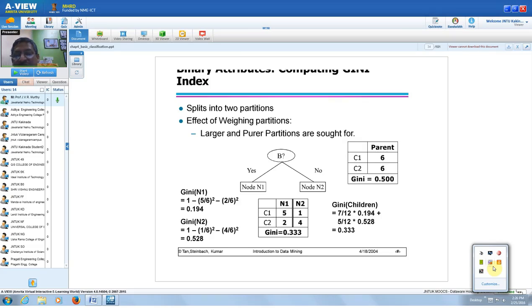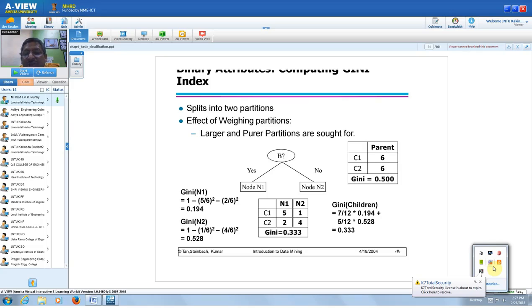Now the Gini of the children will be in their weighted average proportion. The first Gini is 0.194, for a weight of 7 elements, so it is 7 by 12 into that much for node 1. And it is 0.528 for the second node, so here it is 5 by 12 into 0.528. So this plus this is 0.333. This is the effective value of your Gini index after split. So you have to consider the weighted average here for calculating the Gini of the total children. So the Gini is 0.333.